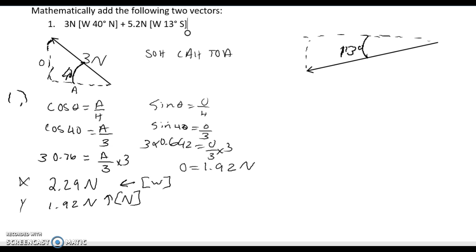Okay, now let's move on to the next one. Let's do the same thing for the next one. I'm going to speed up the algebra on this one. So we have the first one. We know that this is our adjacent side and this is our opposite side. We know that we're going to need cosine.